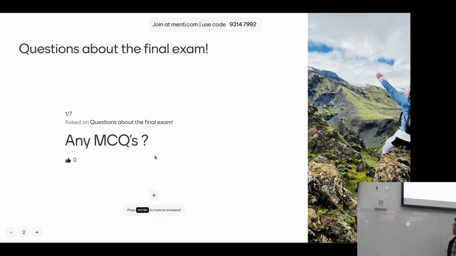Any multiple choice questions? I haven't set the exam yet. I don't usually have multiple choice questions, but I'm not saying no. I say this to my children a lot. I'm not saying no, but I'm not saying yes. It's not likely to have multiple choice questions, and if I do have multiple choice questions, it's going to be a limited number of multiple choice questions, but they might show up.